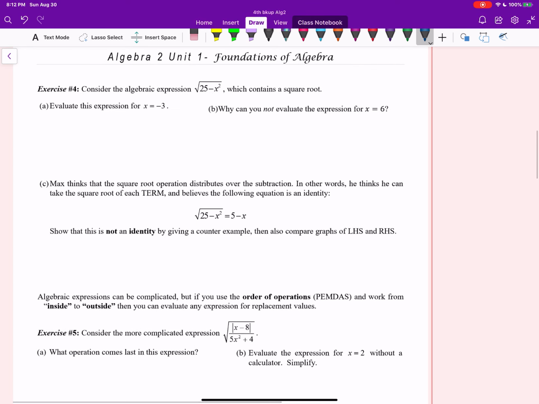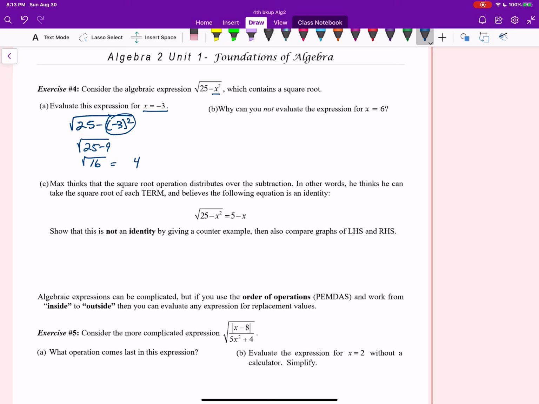Evaluate the expression for negative 3. All right, so we were just replacing our x there with negative 3, so it's the square root of 25 minus negative 3 squared. Exponents first. Negative 3 squared is 9, so the square root of 25 minus 9. And 25 subtract 9 is 16, and the square root of 16 is 4.